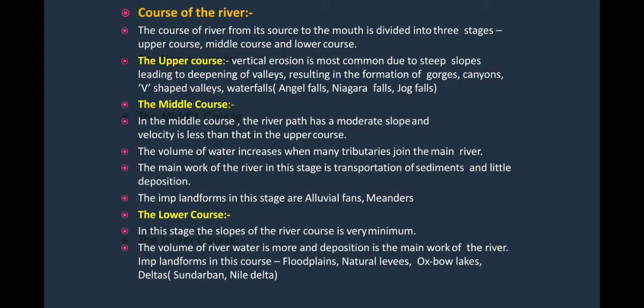Then we have the lower course. In this stage, the slope of the river course is very minimum. It becomes very slow. The volume of river water is more, and deposition is the main work of the river. Whatever it has brought, it deposits and falls into the ocean. So the important landforms in this course are floodplains, natural levees, oxbow lakes, deltas. All these are formed. Next, we will see a picture.